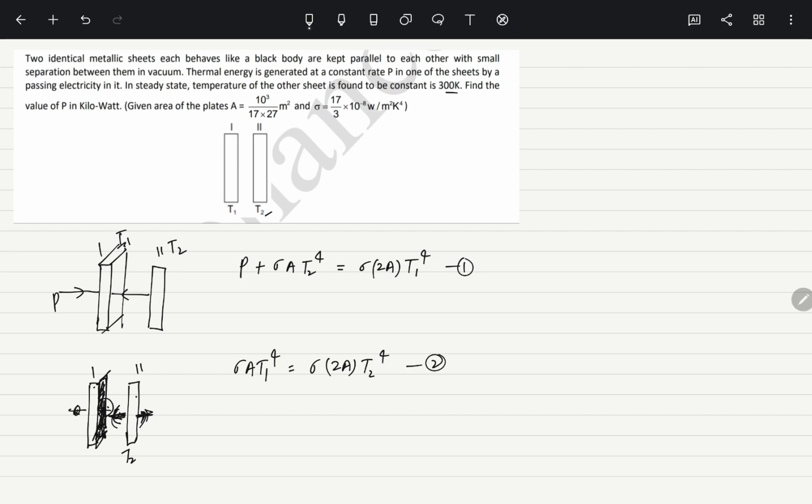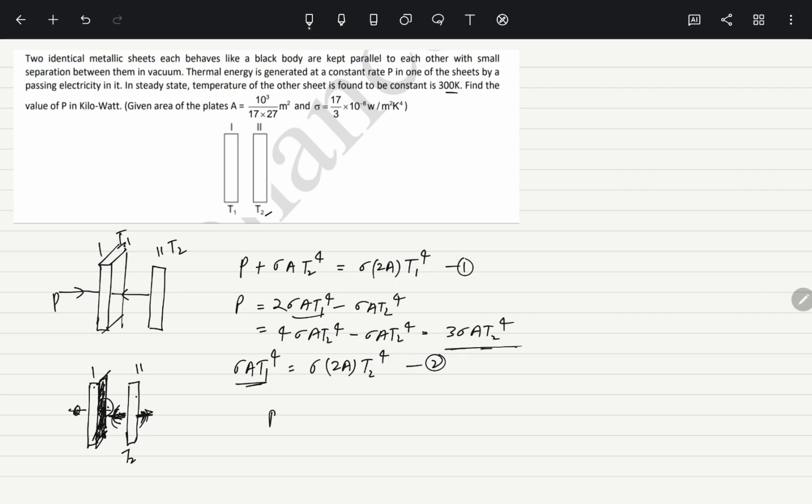Now if we substitute and find the value, P is equal to 2 sigma A T1 to power 4 minus sigma A T2 power 4. Now if we put the value from the second equation, it becomes 4 sigma A T2 power 4 minus sigma A T2 power 4. So it makes 3 sigma A T2 power 4, and that will give us the answer.